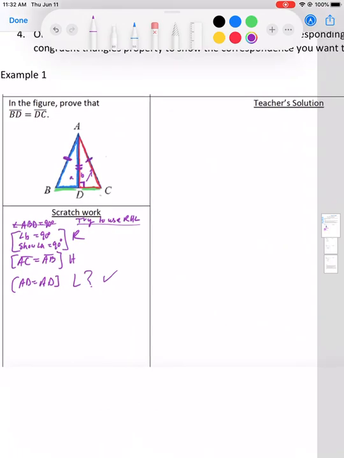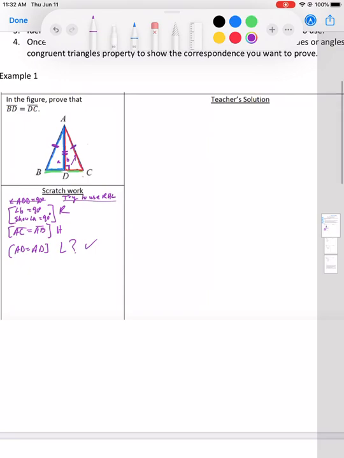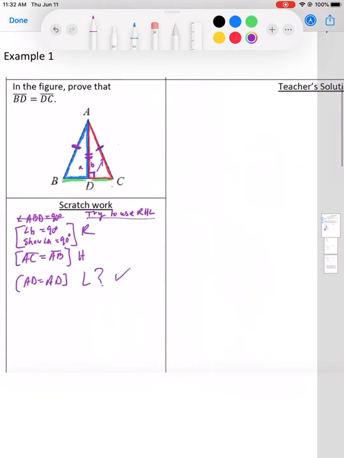So to start the teacher solution, I need to begin this procedure by saying which congruence test I'm going to use. Okay, and so we're going to use RHL. So let's zoom in a little bit more here. Right hypotenuse leg. Now I'm going to establish my right angle correspondence. Notice that A is not given to me to be right, so I have to prove it.